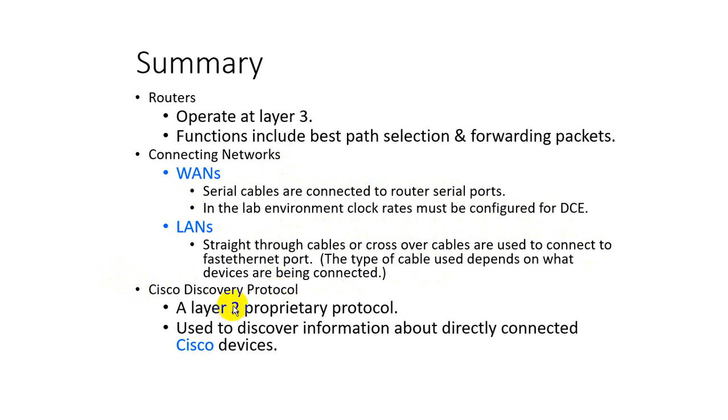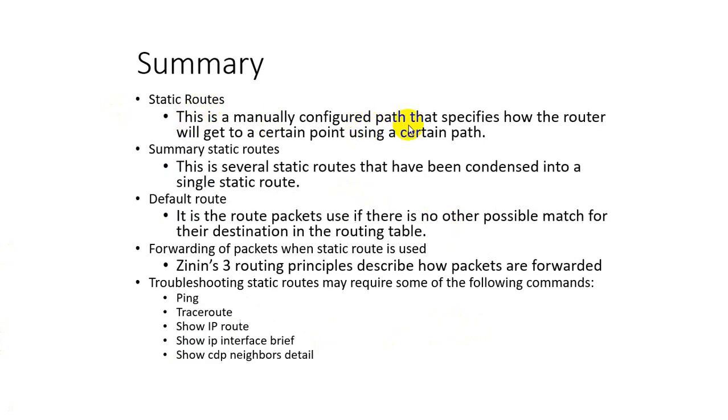CDP, Cisco Discovery Protocol, is a layer 2 proprietary protocol used to discover information about directly connected Cisco devices. Static route: a manually configured path that specifies how the router will get to a certain point using a certain path. A default route is several static routes that have been condensed into a single static route. It is the route packets use if there is no other possible match for the destination in the routing table. The three routing principles describe how packets are forwarded. Troubleshooting static routes may require some of the following commands: ping, traceroute, show ip interface brief, show cdp neighbors detail.